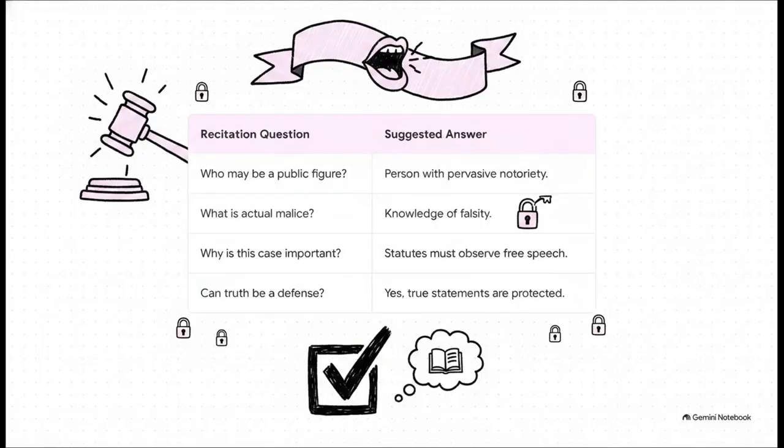Who's a public figure? Anyone with pervasive fame or who jumps into a public controversy. What's actual malice? Knowing a statement is false or acting with reckless disregard of its truth. Why does this matter in Crim Law 1? Because you cannot apply penal statutes like criminal libel without observing constitutional free expression standards. And what about truth as a defense? Yes, the Supreme Court explicitly said that if a statement about a public figure is true, it falls under the justifiable motive of free expression. That literally flips the standard criminal law presumption on its head to protect free speech.